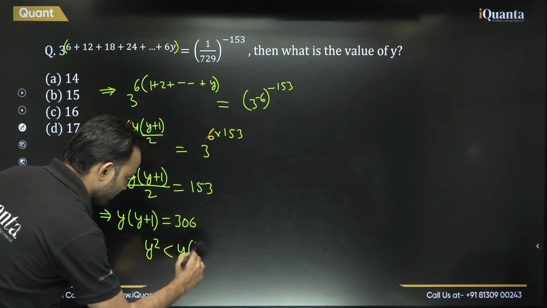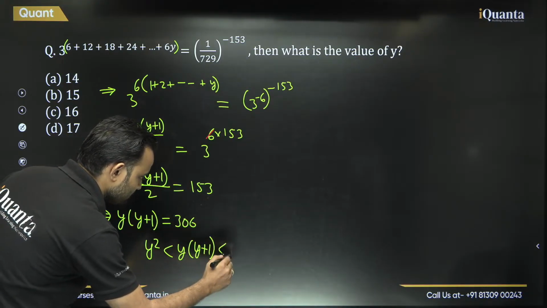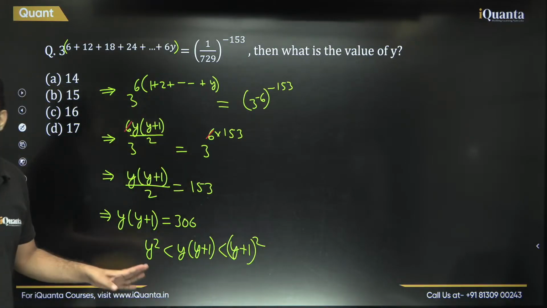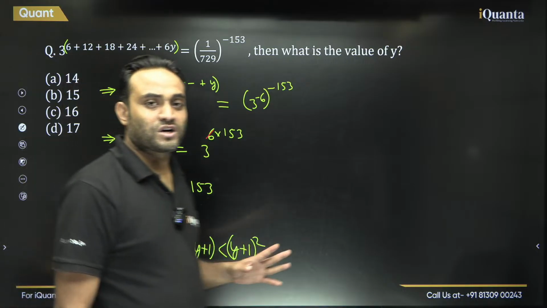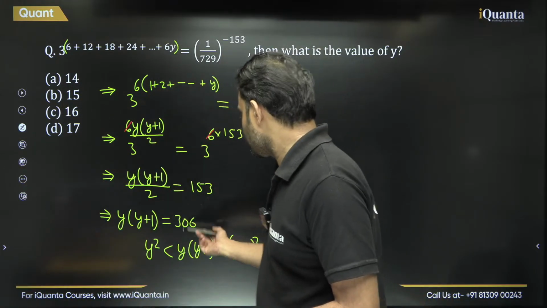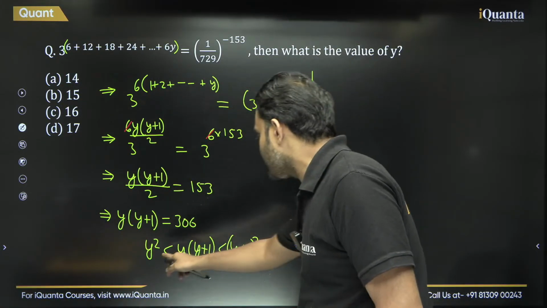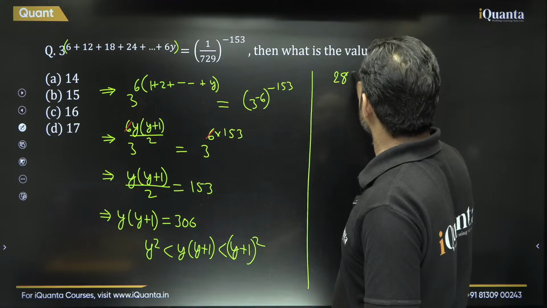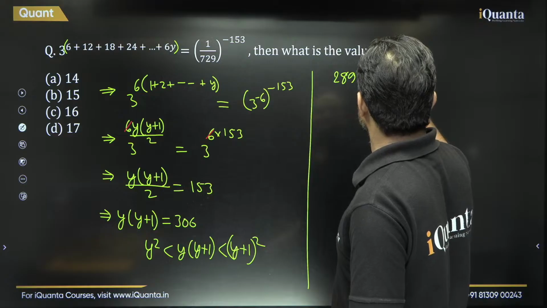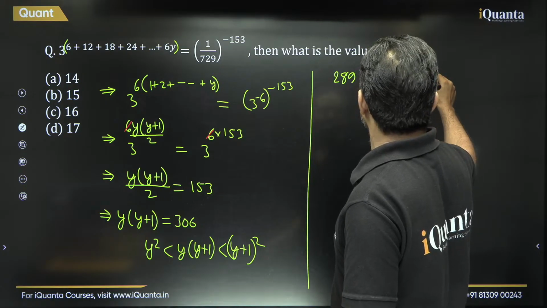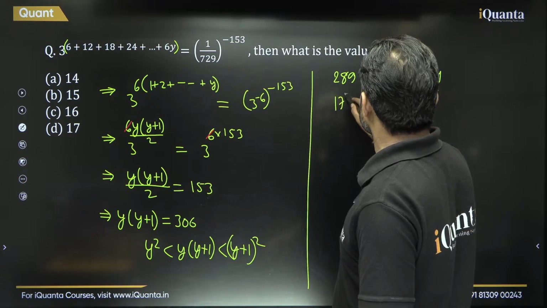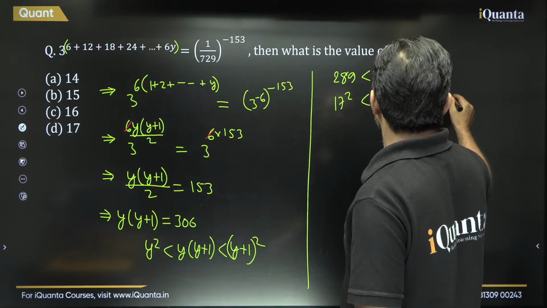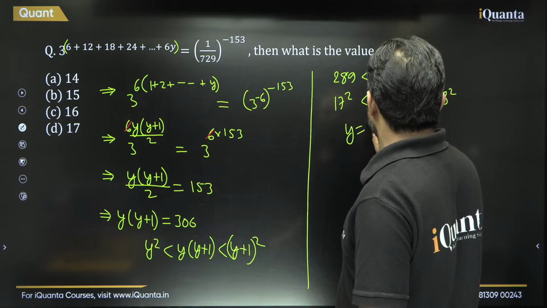less than y into (y plus 1), which is less than (y plus 1) whole square. Whenever you get in a situation like this, where you need to find the product of two consecutive numbers, then in that situation you can compare it like this. So what is the perfect square just before 306? Can I say 289 is less than 306, which is less than 324. This is 17 square, this will become 17 into 18, and this will be 18 square. Means y is equal to 17.